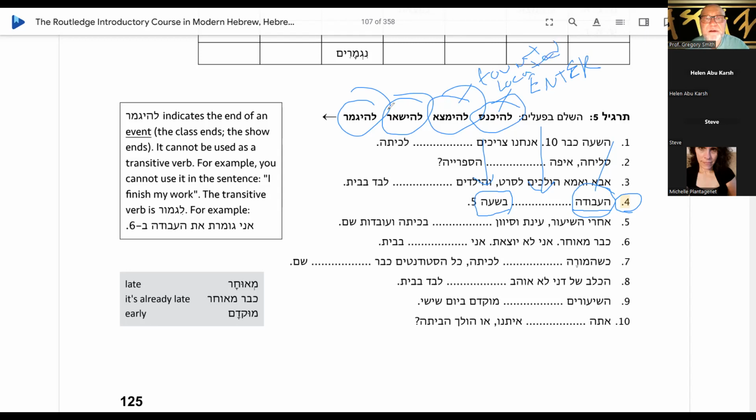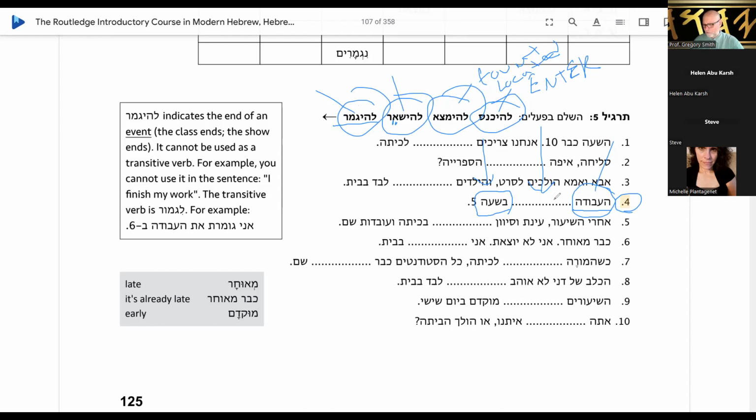Okay, and then this one here, lahisha'ar. Okay, that means to stay. Lahisha'er. It probably has a segol under there, 2 little dots together. Lahisha'er. Okay, so that means to stay. And how about this one? Lahigamer. Okay, so that's like to run out, runs out.